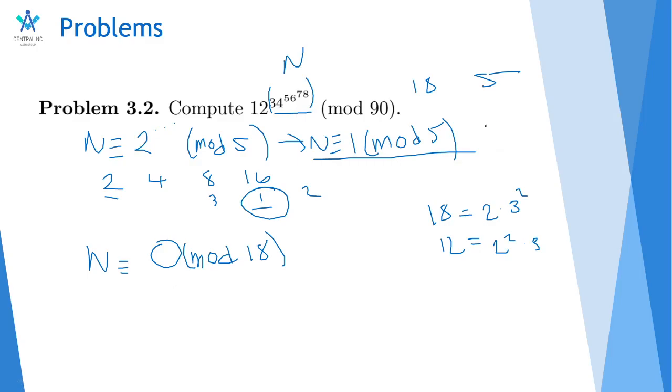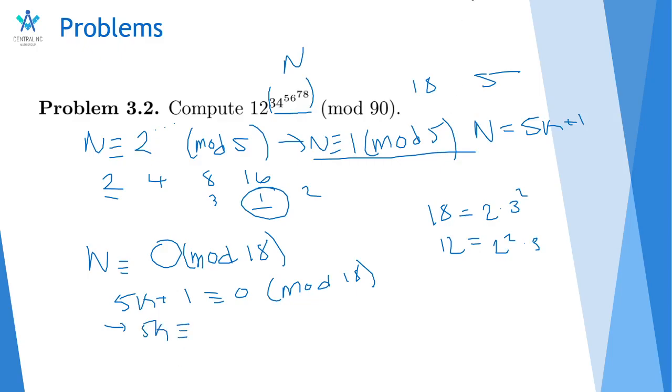Now we just have to solve the congruence. So let's try to do that real quick. n is equal to 5k plus 1, as we know. Shove that back in here, and we get 5k plus 1 is congruent to 0 modulo 18. And that gives us that 5k is congruent to negative 1, which is congruent to 17 modulo 18.